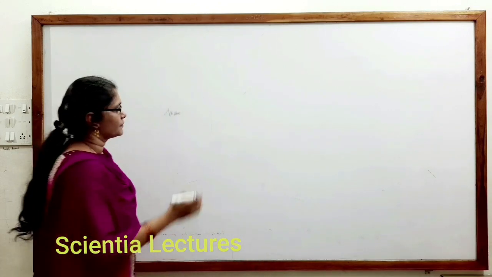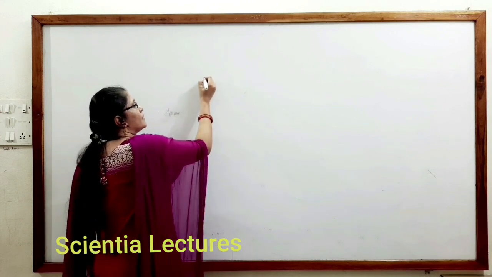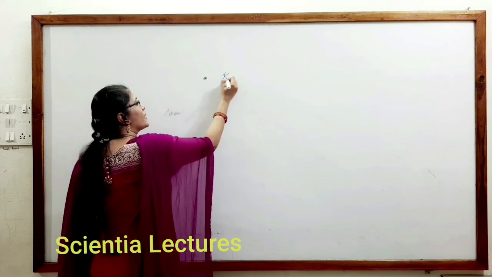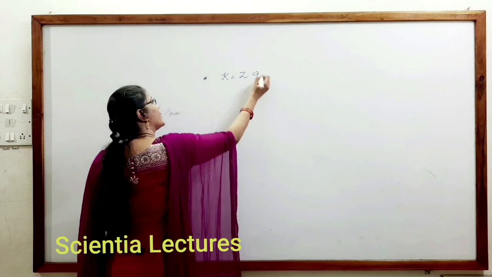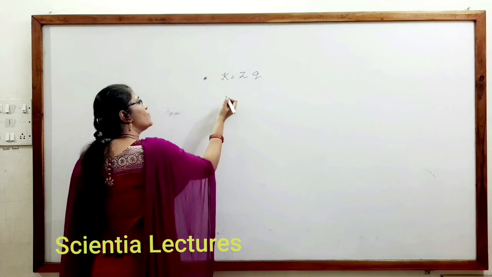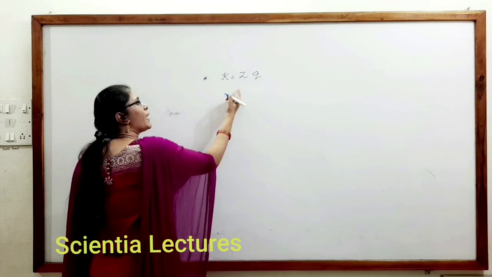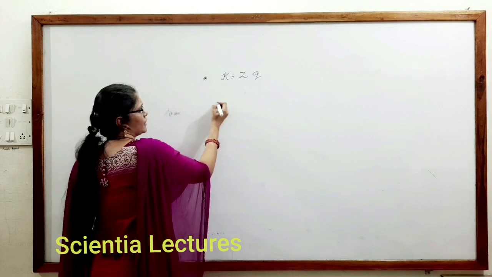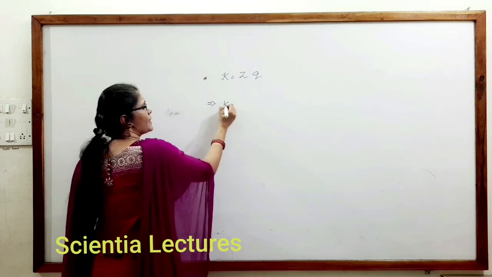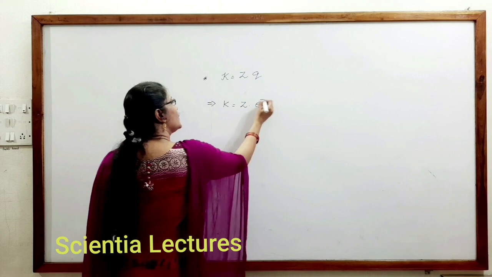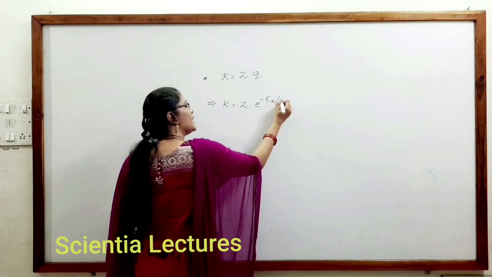Next, we will see that here already we know K equal to Z into Q. Now we know Q is equal to e power minus Ea by RT, which implies K must be equal to Z into e power minus Ea by RT.